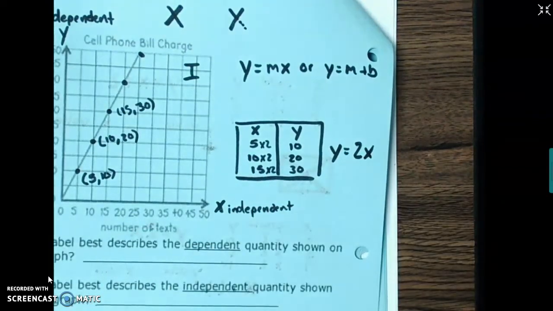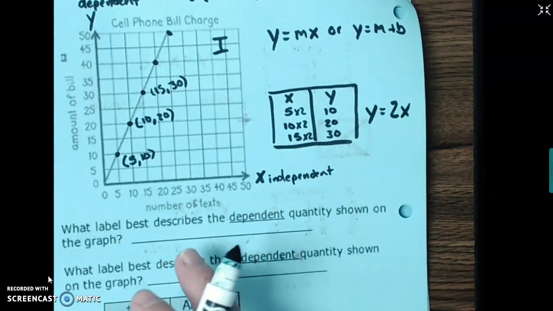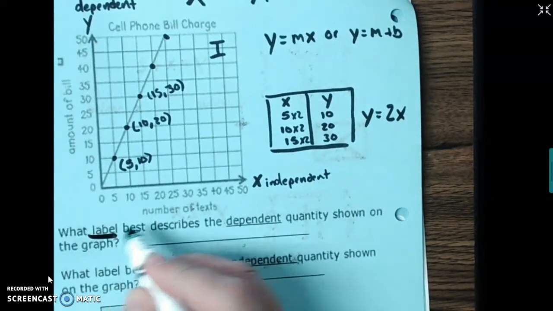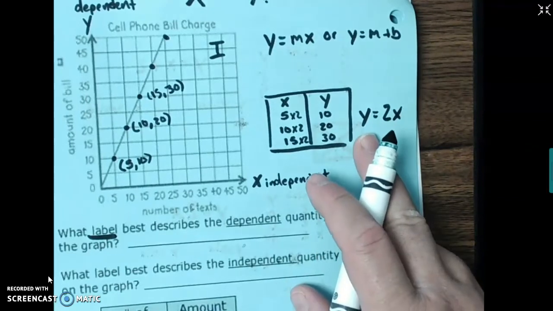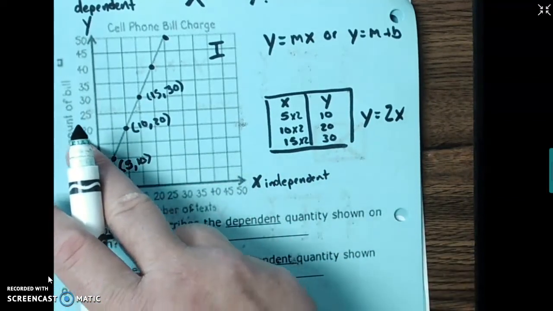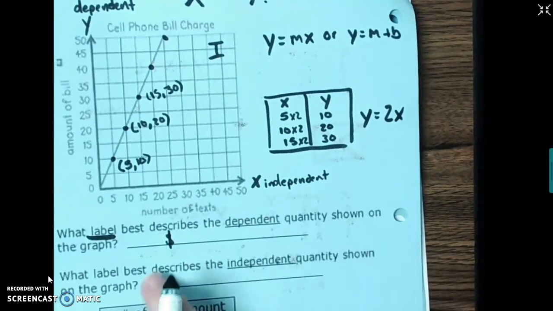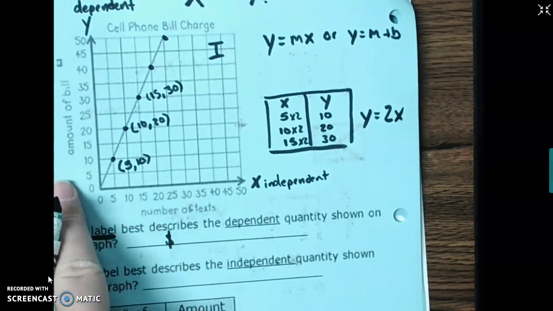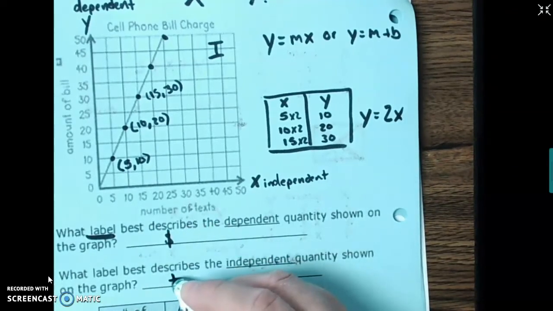Again, this is the third time we've seen that. Which means that the label, what label best describes our dependent quantity? Our y values are dependent, so the amount of the bill, so the money, is the dependent label. The independent label is going to be the number of texts.